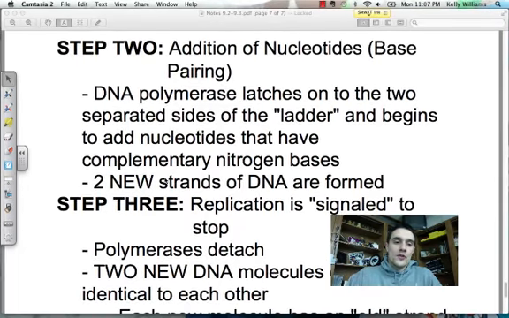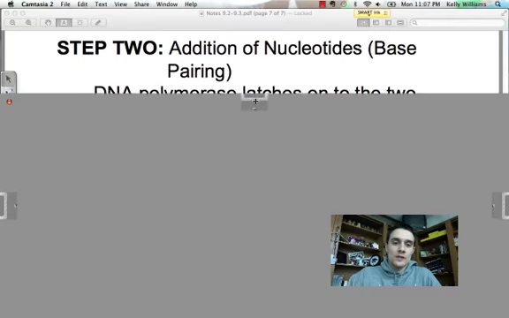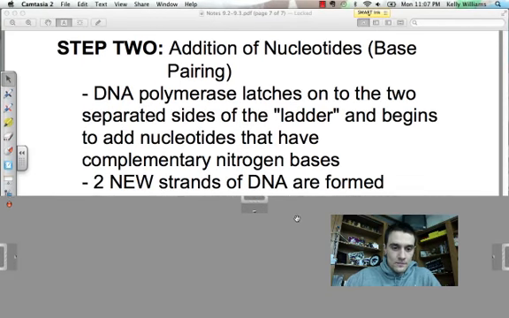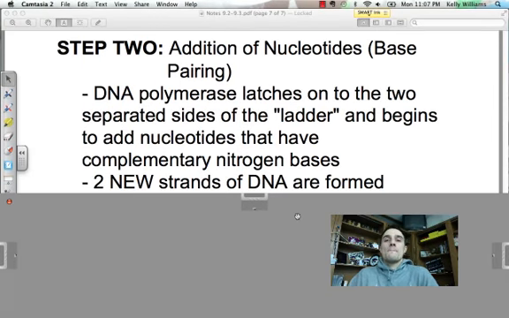On to steps 2 and 3 here. Step 2, we call this base pairing. It's the addition of nucleotides.